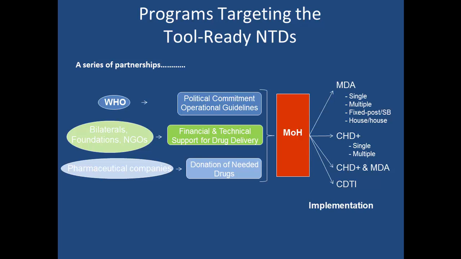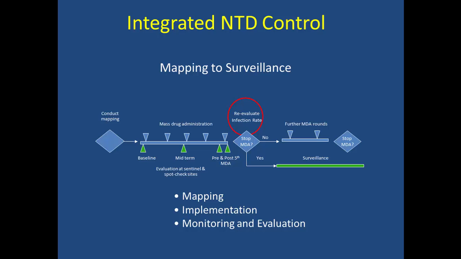You can do a single MDA if you have one disease in the country. You can do multiple. You can do house to house. You can do school-wide. You can use community health distributors, CHDs, to do it, or another term for that is CDTI, community distribution. Specifically, this is for trachoma, but it can be used for other things. So you have all of these tools available. And the way it works is all of these organizations have worked together to develop this protocol, from mapping to surveillance, from the beginning of the process to the end of the process.